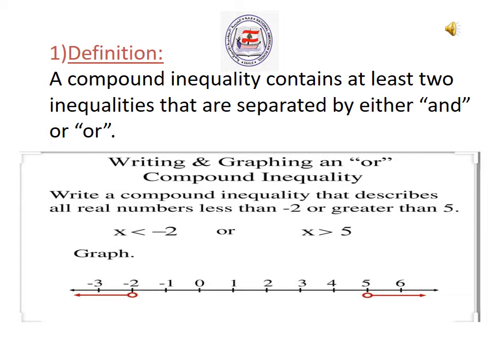The graph of a compound inequality with the word "or" contains each graph of the two inequalities that form the compound inequality. So we graph x < -2. We use an open circle at -2, then we draw an arrow going to the left to represent all real numbers that are less than -2. Then we use an open circle at 5, and we draw an arrow going to the right to represent all real numbers that are greater than 5.